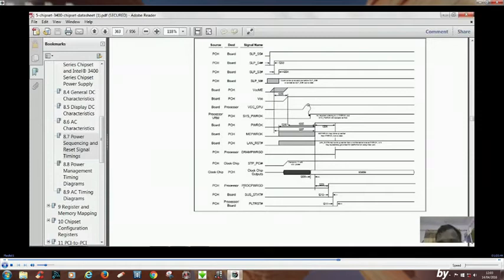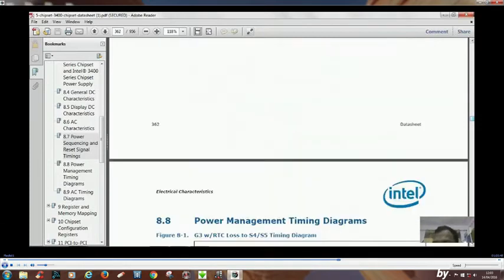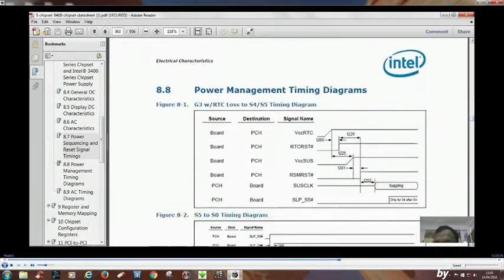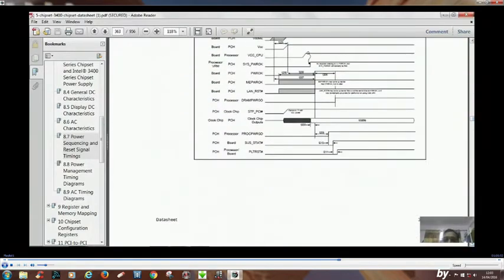Always what we have to keep in mind is the correct power sequence that we have to trace. What you have to do is look at which kind of chipset you have in your board. If it is an Intel Series 5 chipset, you go into the electrical characteristics, power sequencing and reset signal timing, and you will find this chart, and you just follow the entire tracing by following these signals, right?